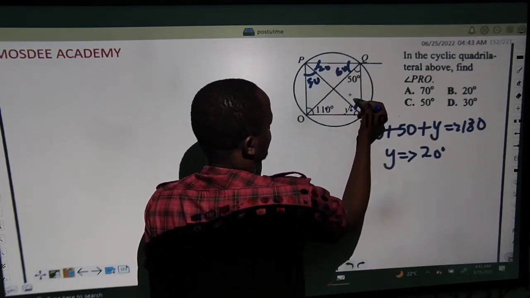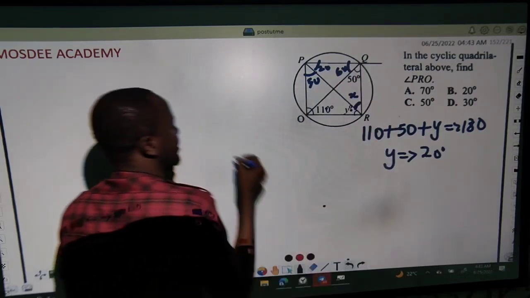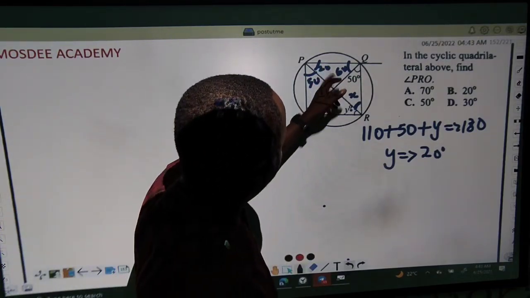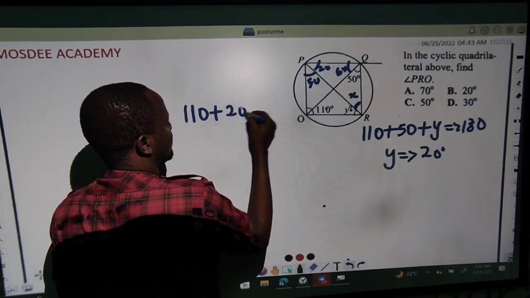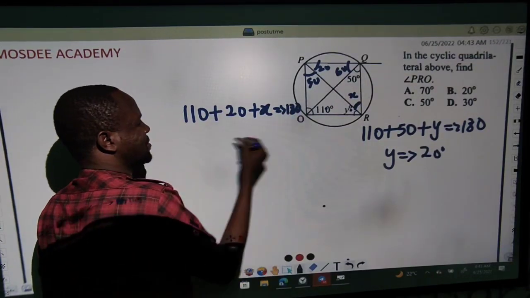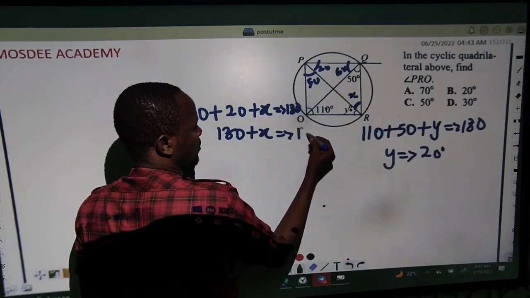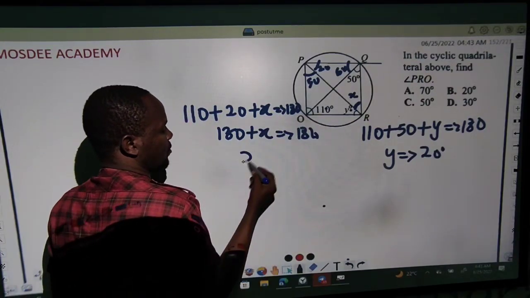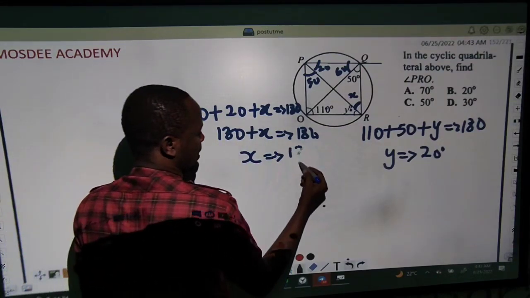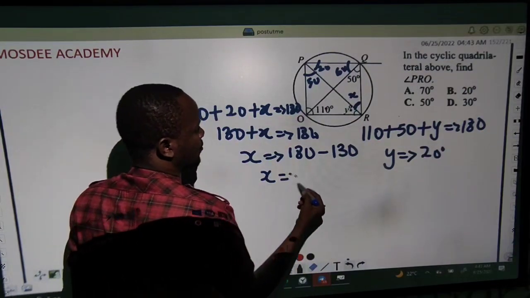So I'm looking for this one. Let me call it S. Another triangle. You can see here is 110. Sorry guys, 110 plus 20 plus x is equal to 180. I can do it faster than that. 130 plus x is 180, but I just want you guys to see it. So x is 180 minus 130. So x is 50.